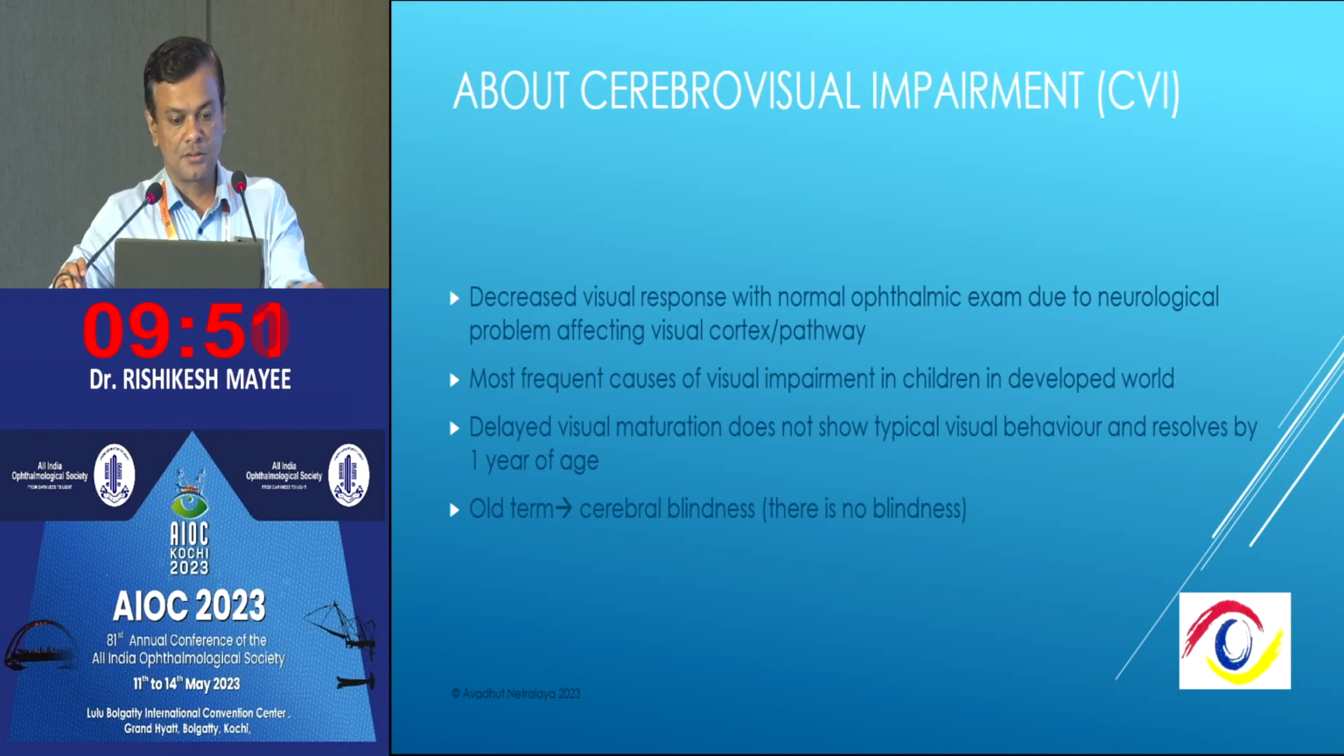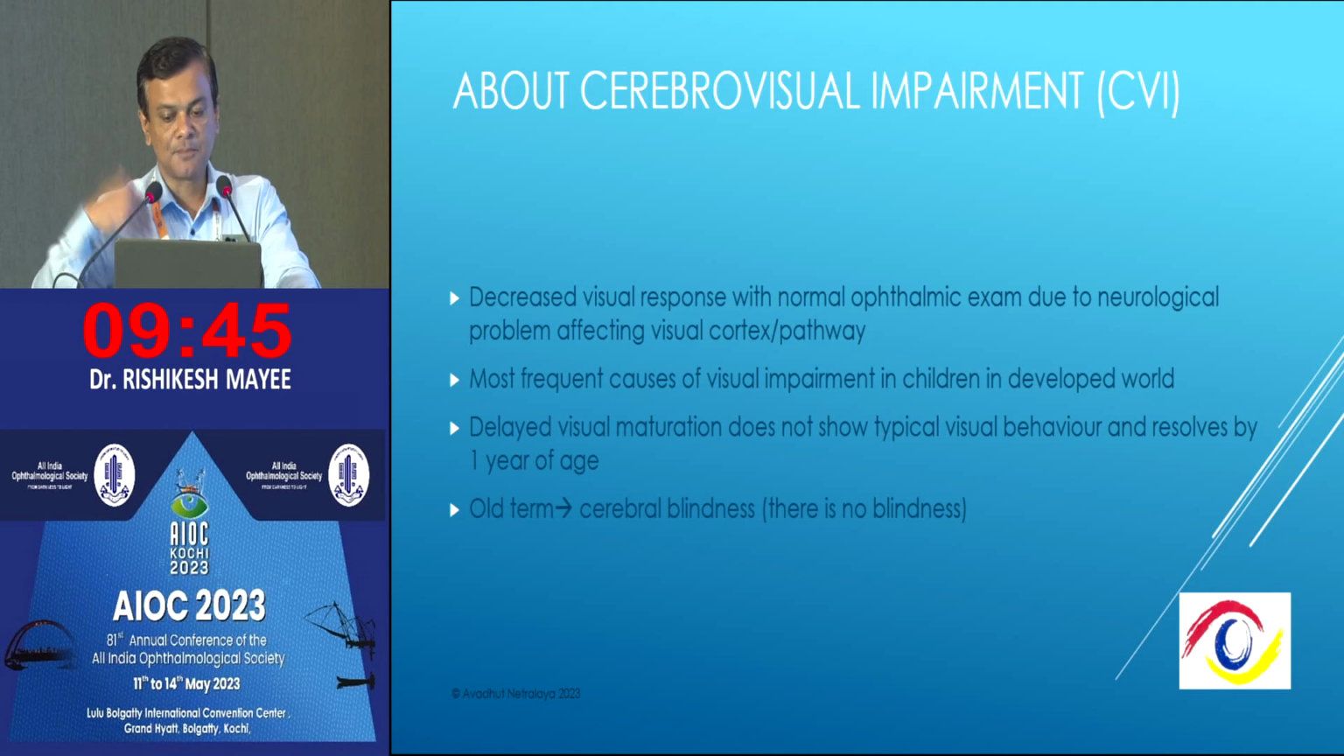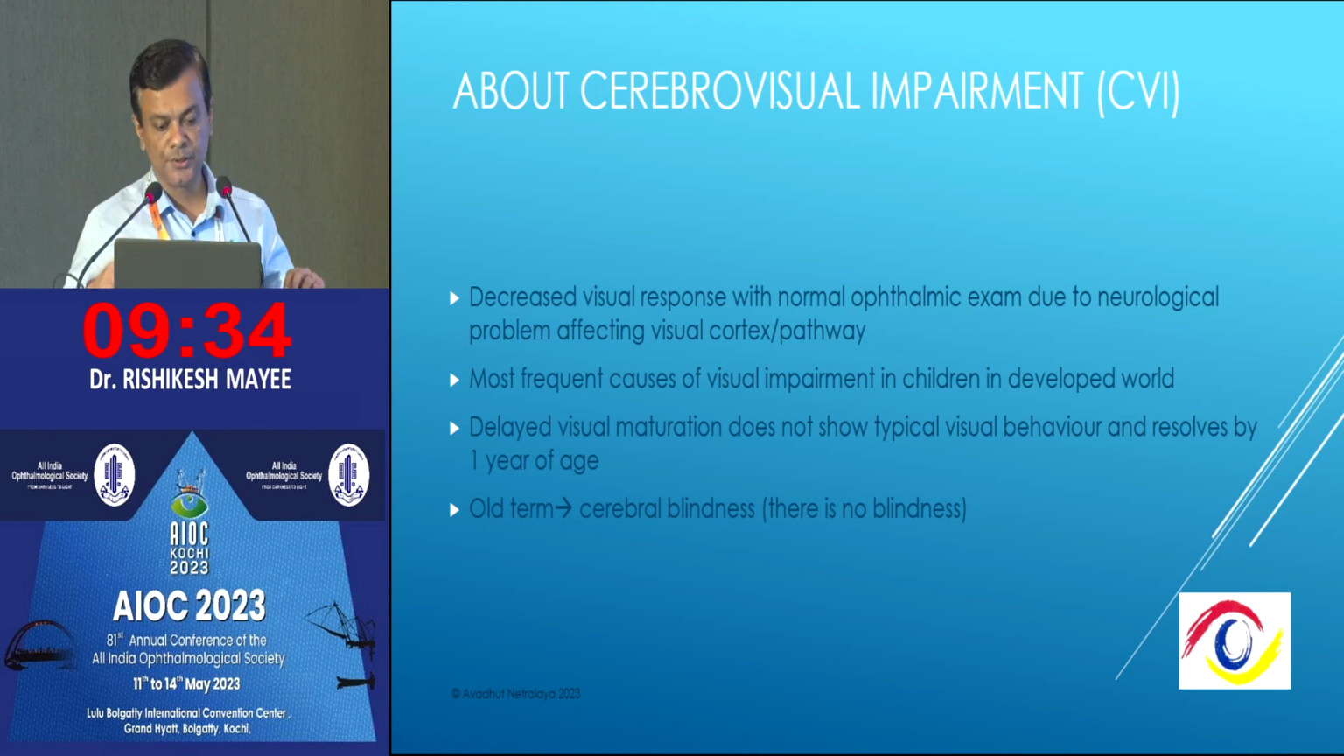So, cerebrovisual impairment or CVI is also called corticovisual impairment, but it involves also the subcortical parts as well. It is an important and frequent cause of visual impairment in children in the developed world, but also in India. Delayed visual maturation and CVI, I think that part was covered by Dr. Aditya sir. So let us move on.